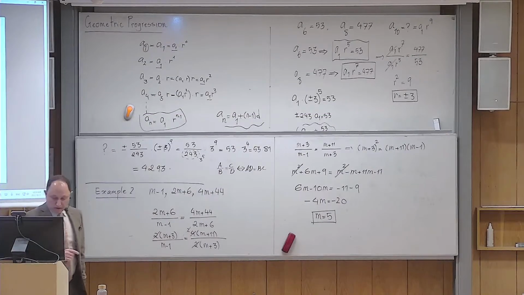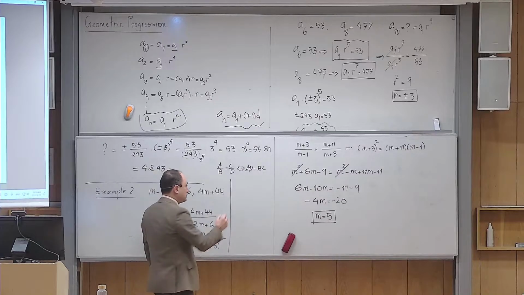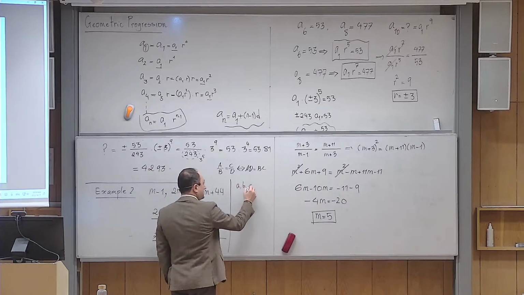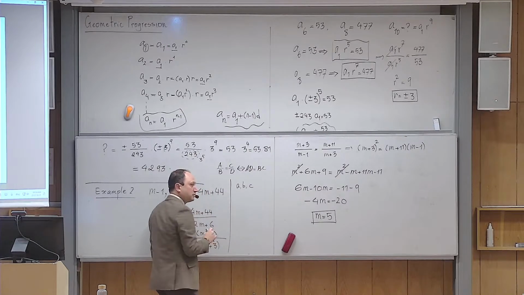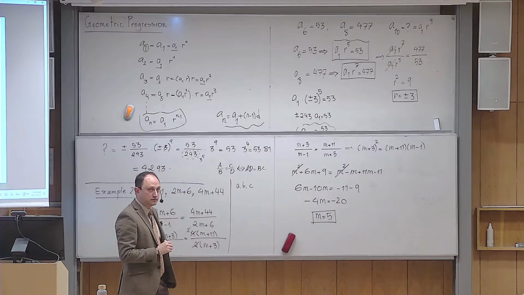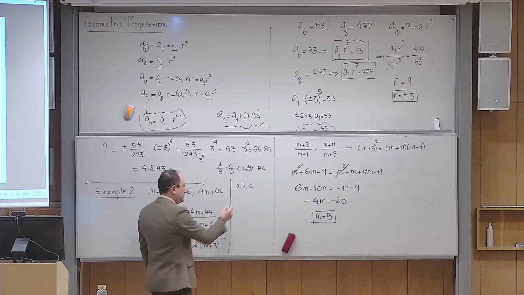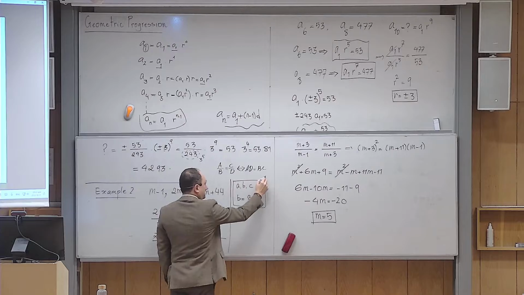And do you remember I said something about consecutive terms in an arithmetic progression? Do you remember I told you that if A, B, and C are consecutive terms of an arithmetic progression, do you remember what was the nice relation between these three numbers? Yes? Middle value, average. So B is equal to A plus C over 2. This is for arithmetic progression.